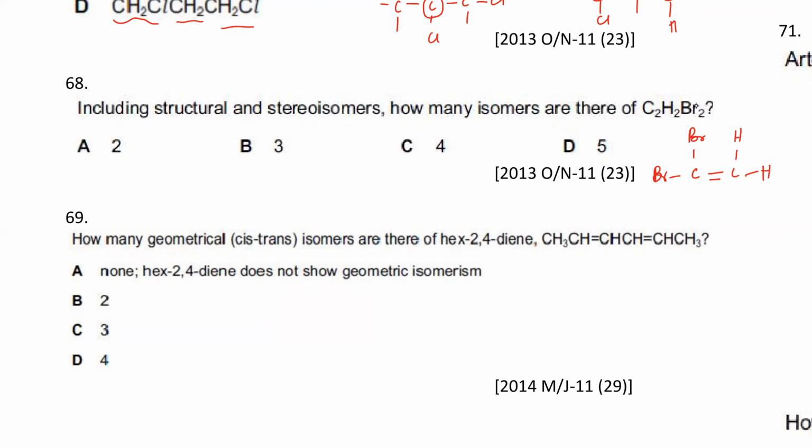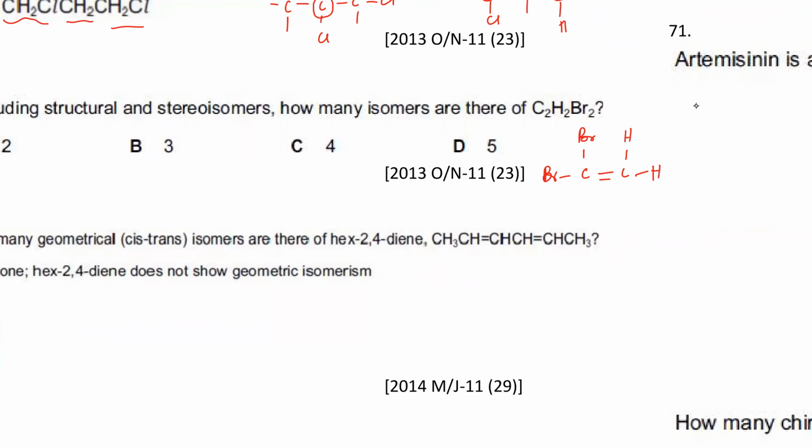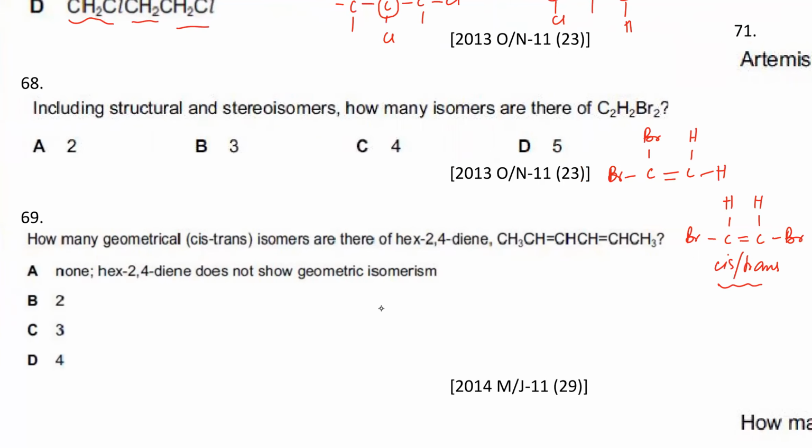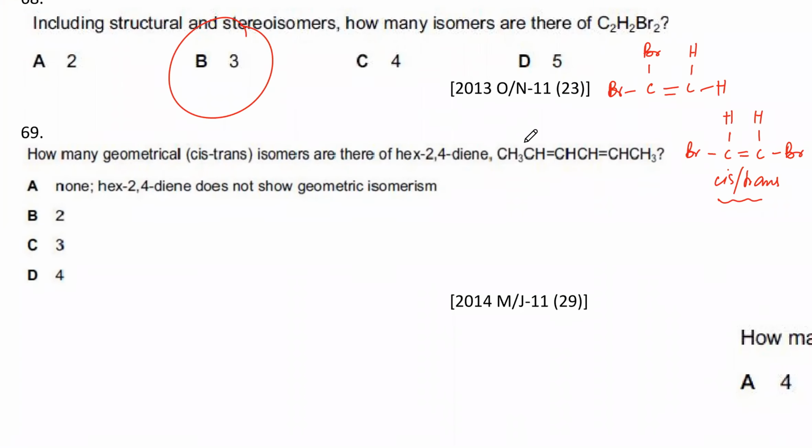The other version would be a double bond with the Brs on opposite ends, right? So these are the only two arrangements that are possible. Which one will form cis and trans isomers? The second one, that's going to form cis and trans isomers. So that's three: one of this and two of these. So the answer is three.